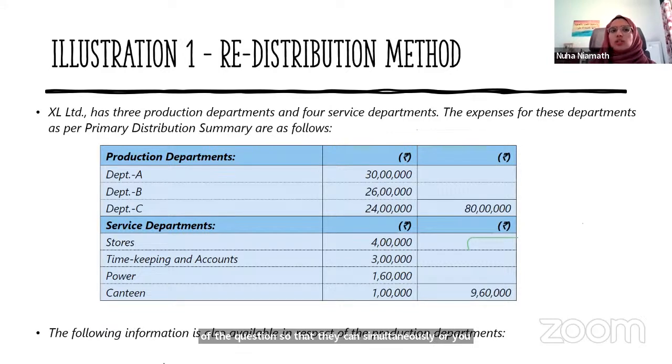Yeah. So let's begin with the first illustration. Excel Limited has 3 production departments and 4 service departments. The expenses for these departments as per primary distribution summary are as follows. Production departments A, B, C: 30 lakh, 26 lakhs, 24 lakhs. Service departments stores, timekeeping, power, canteen: 4 lakh, 3 lakh, 1 lakh 60,000, 1 lakh, total 9 lakh 60,000. The following information is also available in respect of the production departments.